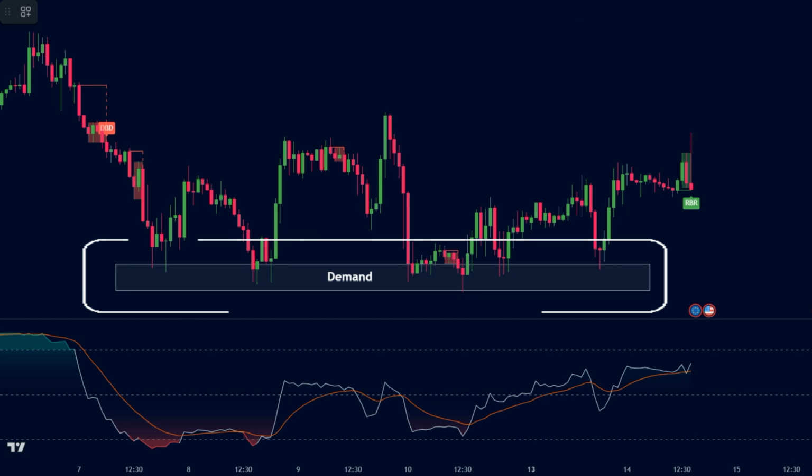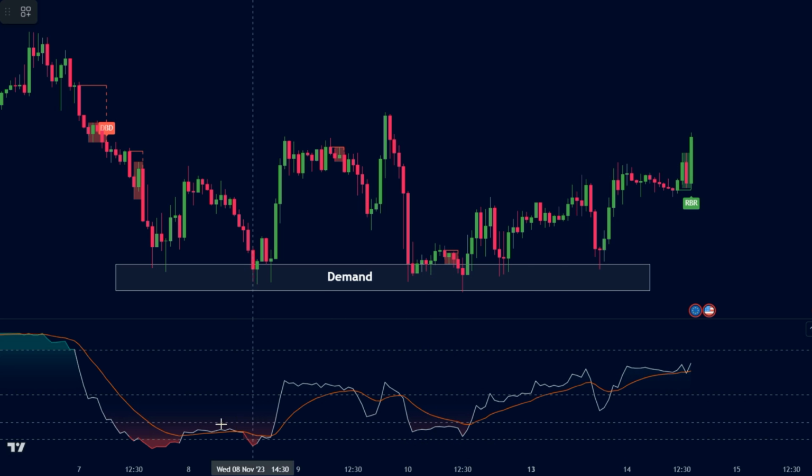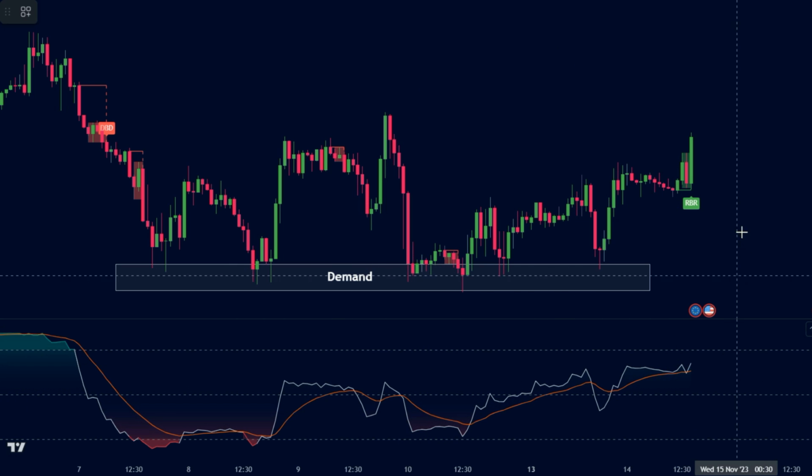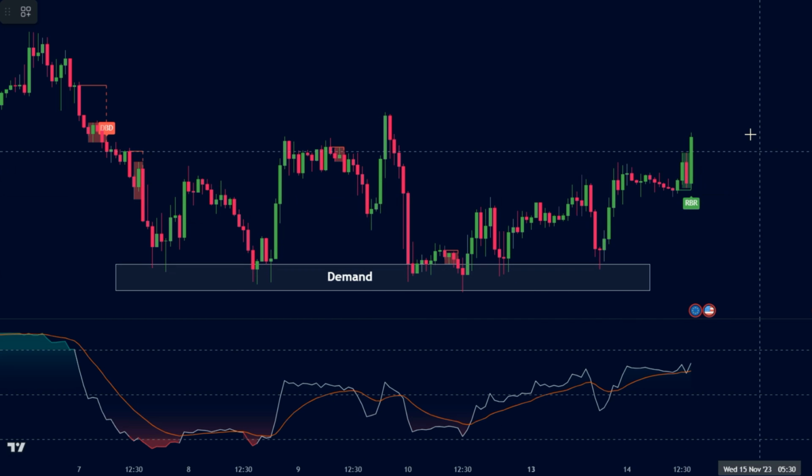First, we spot the demand zone, where buyers are eager to snap up bargains. Think of it as a launching pad for potential price jumps. When a bullish candle closes above this zone, it's like a rocket getting ready to lift off. But we need more confirmation before we hit the buy button. That's where bullish candlestick patterns come in, like our trusty hammer or engulfing patterns. These formations signal that buyers are taking control, and the odds of a price surge are increasing. But we're not done yet. Let's consult our trusty RSI indicator for the final go-ahead.